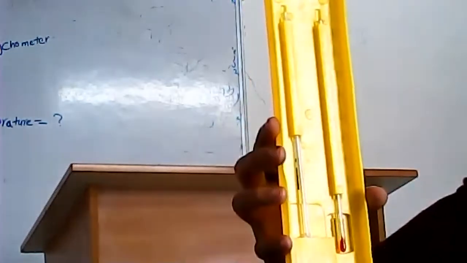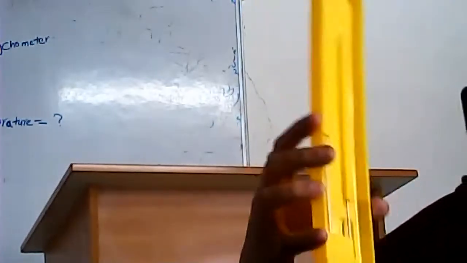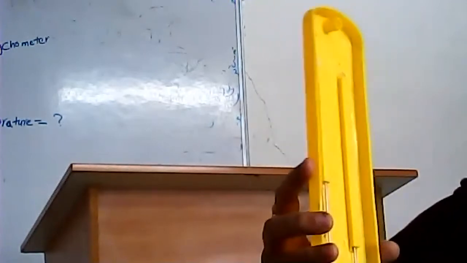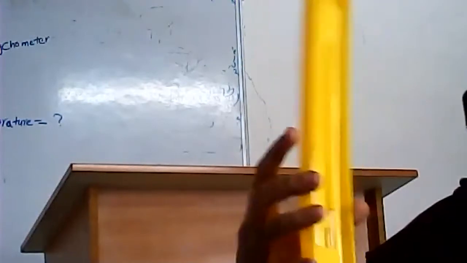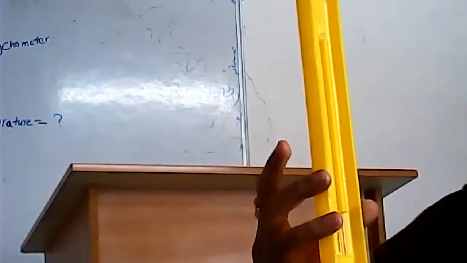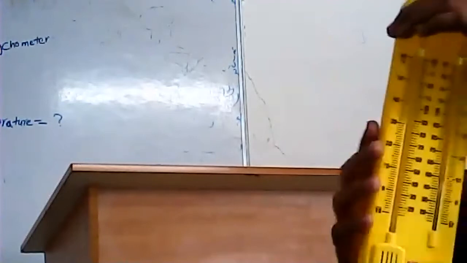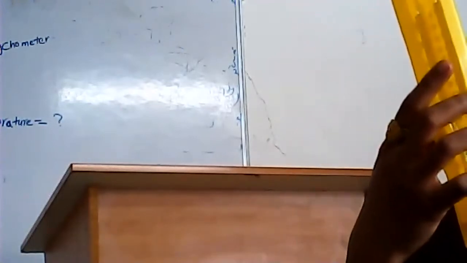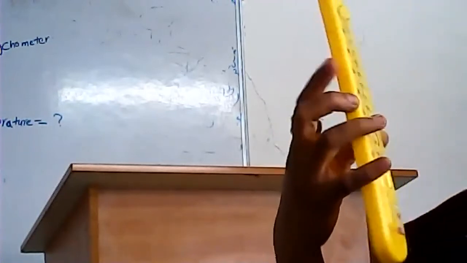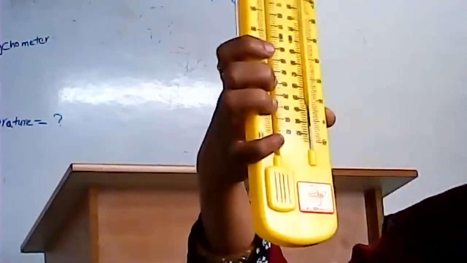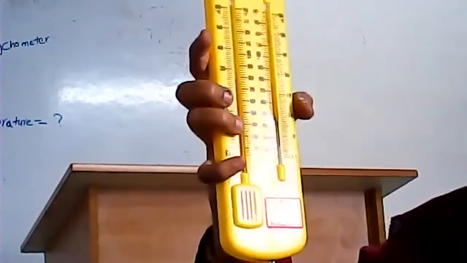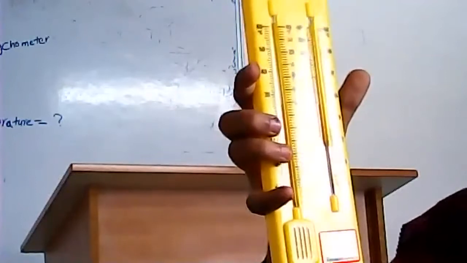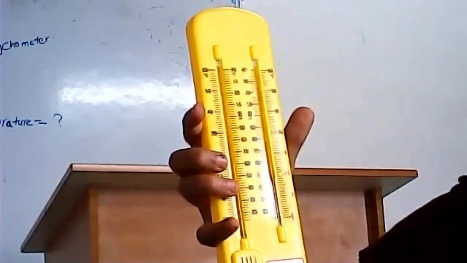I have filled water into the wet bulb thermometer. Now wait for some seconds. We will allow it to rotate and then we will record the two temperatures. This one on the right hand side is dry, and from the left hand side it is the wet bulb temperature. So let's see the readings.